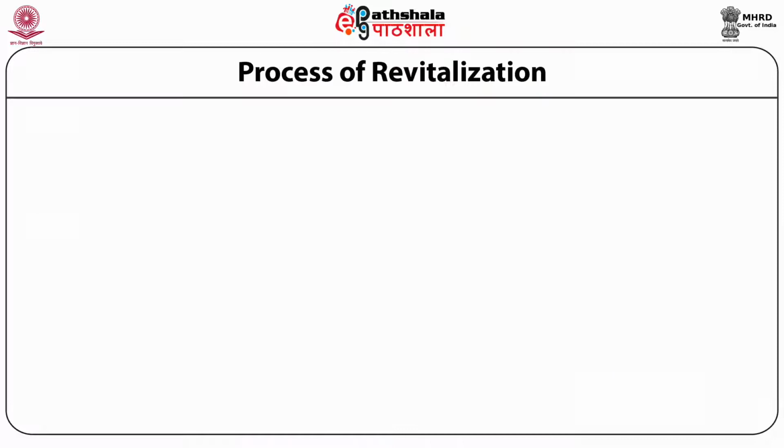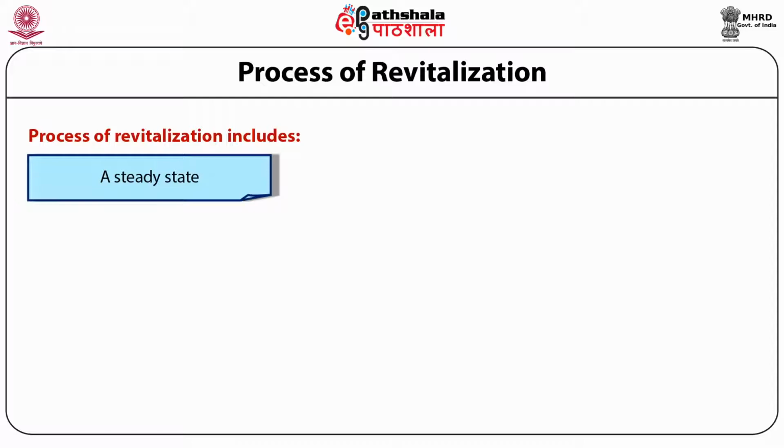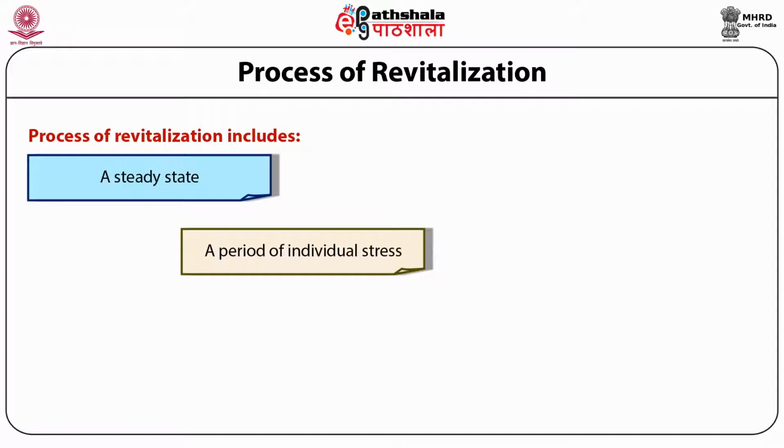Now he says that there could be four stages of this entire mass movement, which is organized at a cognitive level, which is logically constructed, which they value, and to which they give meaning to these behaviors. It starts with a steady state. Perhaps the second stage is one of individual stress.